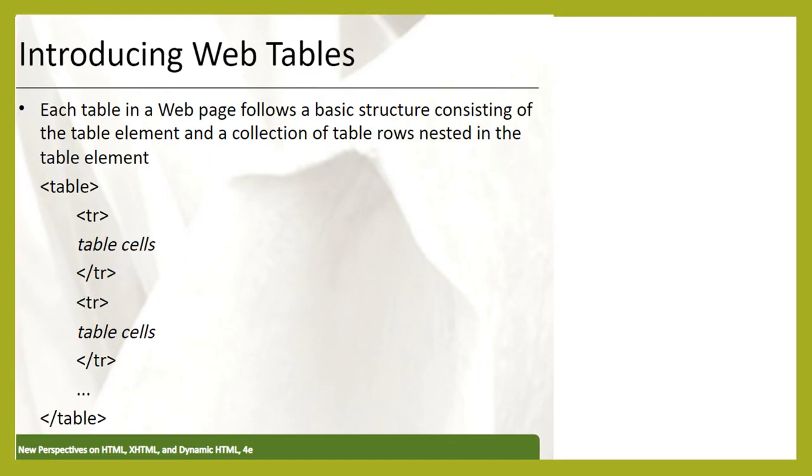In each HTML table, a web page follows a basic structure consisting of the table element and a collection of table rows nested in the table element. Given below is the syntax of an HTML table. The table tag specifies we are inserting a table into the HTML web page, and the tr tag specifies we are specifying the data row-wise. Both table and tr have opening and closing tags.